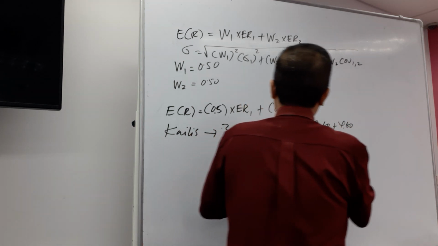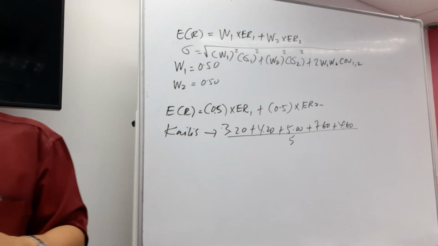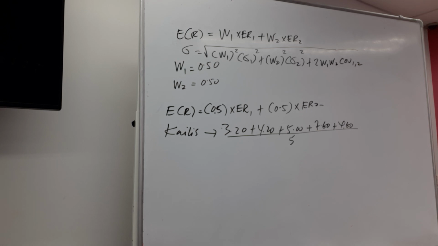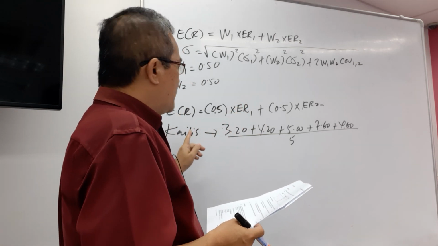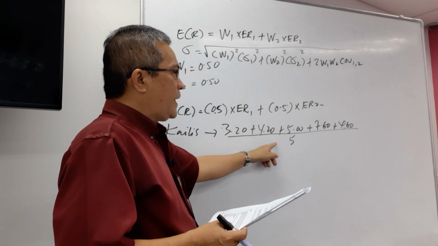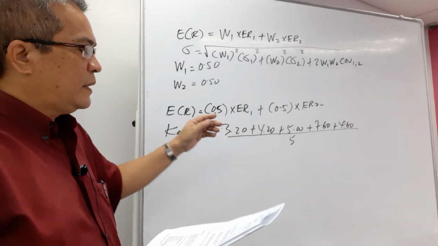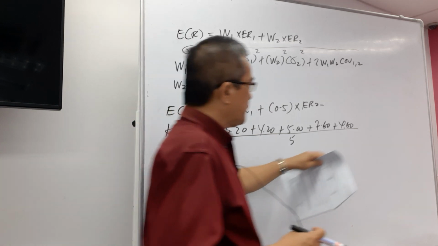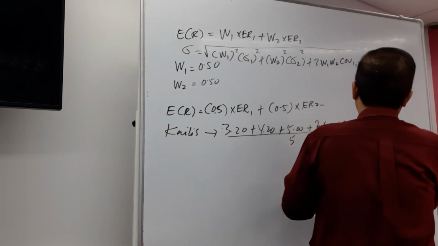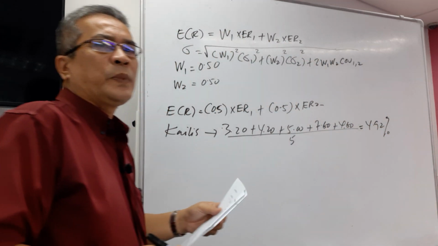4.60 divided by 5. Be very careful, because I have seen quite a few students who divide it by 4, that is n minus 1. That's wrong. To calculate the average return, you must divide it by n, the number of observations. In this case, the number of observations is 5 months, so you divide it by 5. So what is the answer here? 4.92%. Okay.